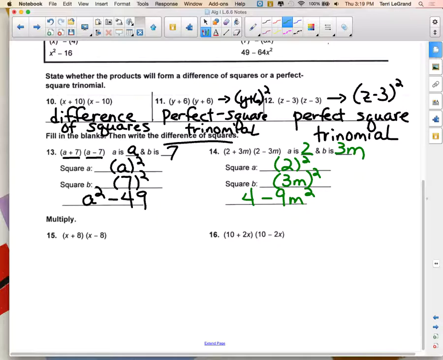Now, we're used to the answer usually being in standard form. We can't just leave these in this order, can we, to be in standard form? What would standard form be for that? Negative 9m squared, plus 4. So if we want to turn it around and put it in standard form for an answer bank, that's how we would rename it.